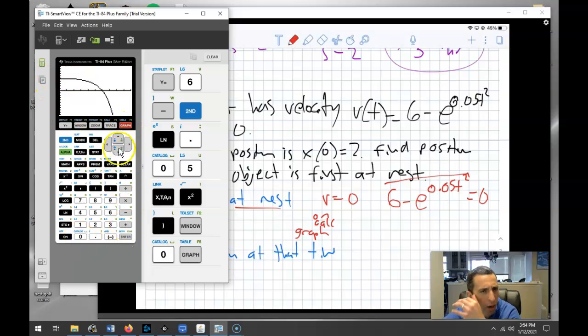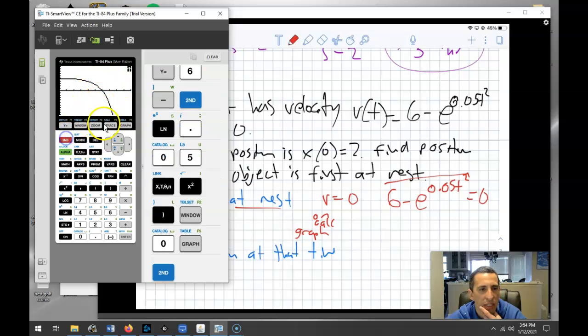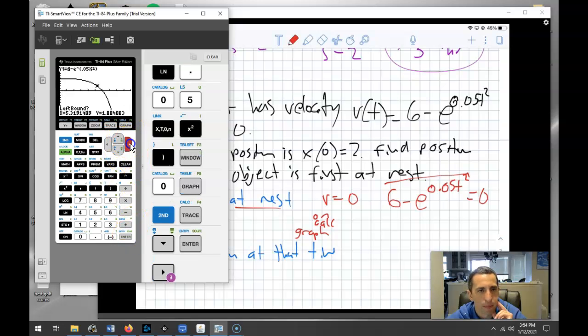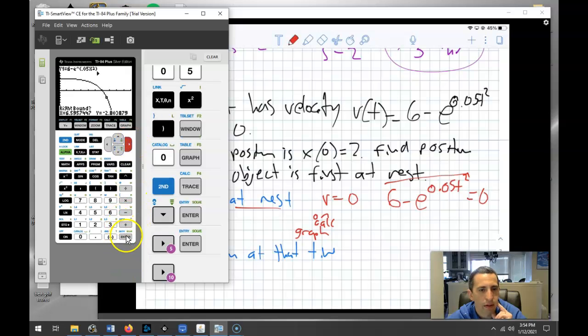So when I graph this, the time it's first at rest is when the velocity is equal to 0. It's that x-intercept right there. So I'll go to second calc, zero, to find it. That tells me where the function's at 0. I'll give it a left bound, go over a little bit, give it the right bound, and hit guess again. So that gives me the time first.